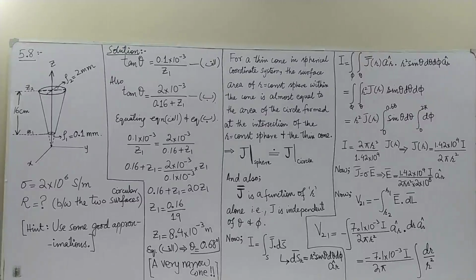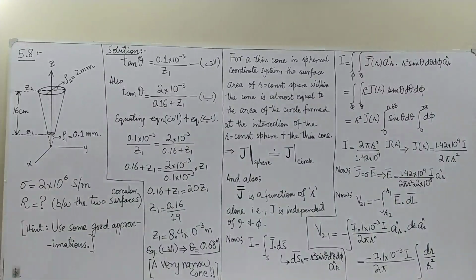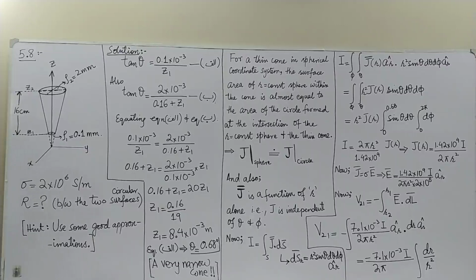Alright class, Bismillahirrahmanirrahim. Let's see problem number 5.8 of chapter number 5, an end-of-chapter problem. In this problem, the problem statement gives us a truncated cone that has a height of 16 centimeters, and the circular faces on the top and the bottom have radii of 2 millimeters and 0.1 millimeters respectively.